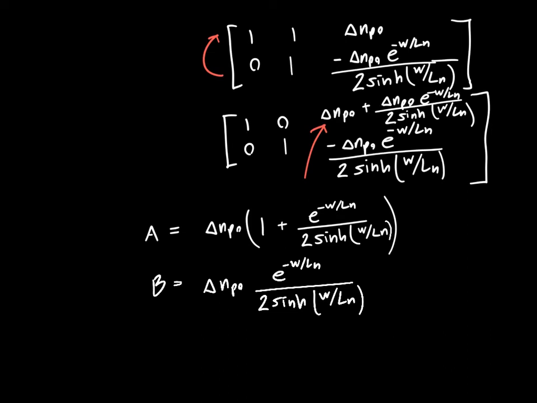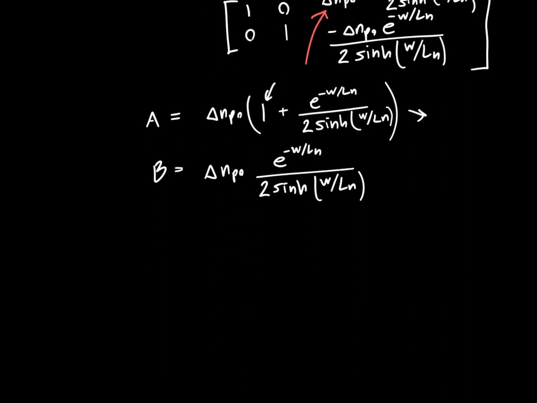One of the reasons I'm doing this explicitly is because it's not actually gone over in the textbook, and I was never able to figure it out as an undergraduate. Neither could my professor. So I'm just going over this here so that we can have it for reference. And so we can simplify this top equation by multiplying the 1 by 2 sinh over 2 sinh, which is just e to the w over ln minus e to the minus w over ln.